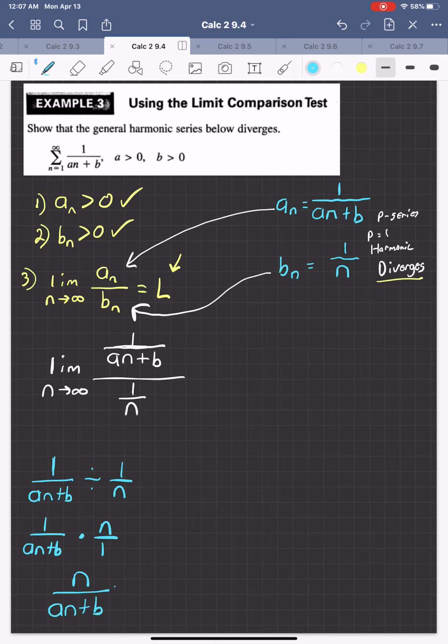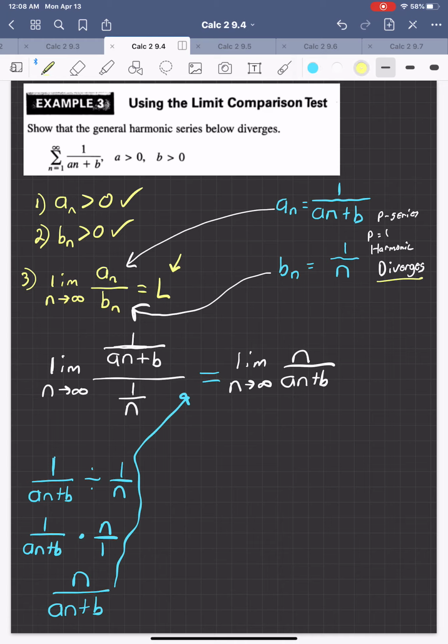So I'm going to take that and bring it here. That's equal to the limit, still haven't taken our limit, as n is going to infinity, but now it's just n over an plus b. Now this is still not helpful because I'm still getting an indeterminate form, now infinity over infinity. So at this stage, there's an algebraic technique that you can use. You can divide the top and the bottom of this fraction by n.